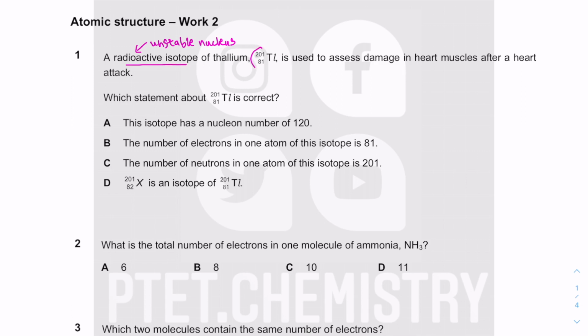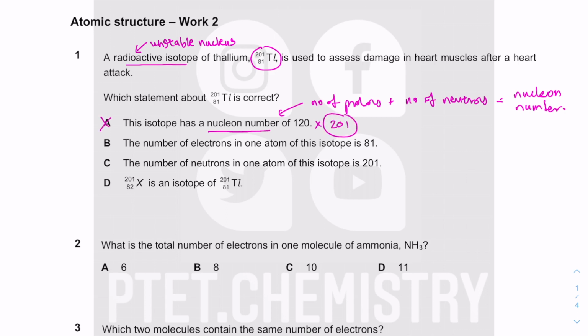So this is a given isotope of it, and this 201 is the mass number, 81 is the proton number. So we know that 201 is also the nucleon number, which is the sum of the number of protons and neutrons in the nucleus of an atom. So that one would have been 201. So A is wrong, and you're looking for something which is correct.